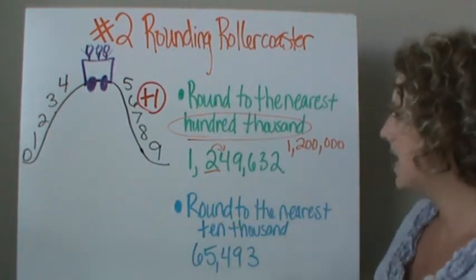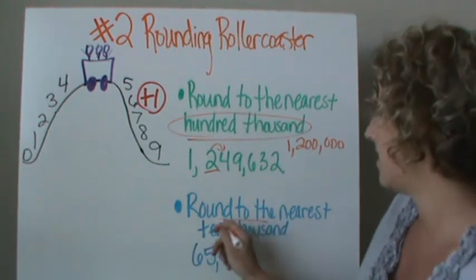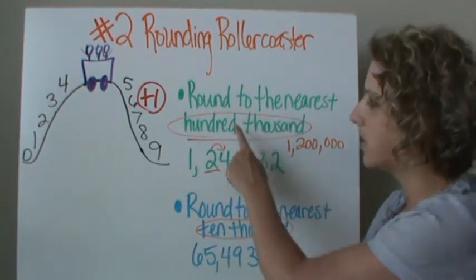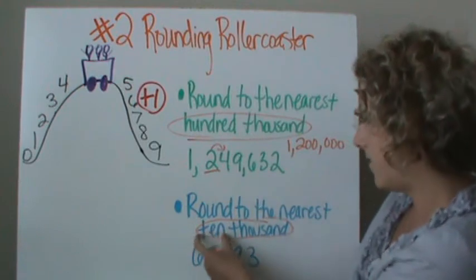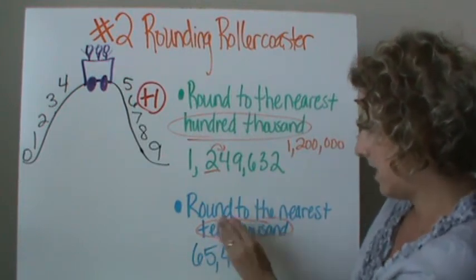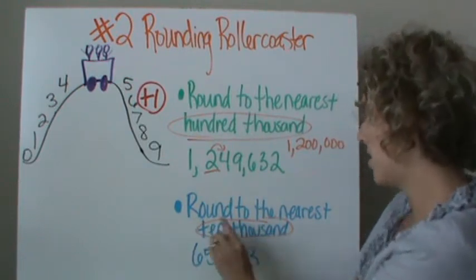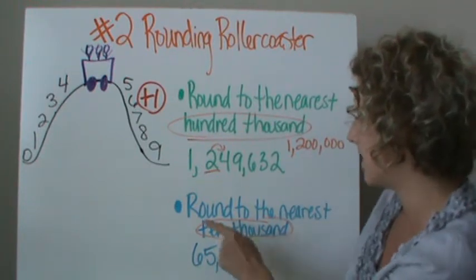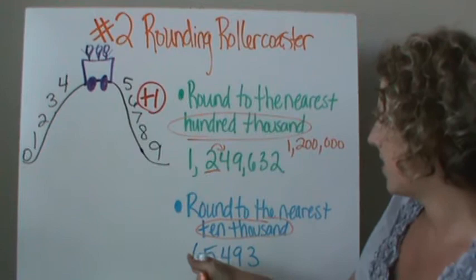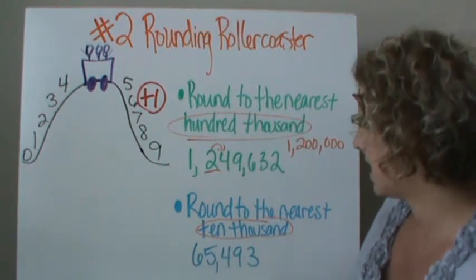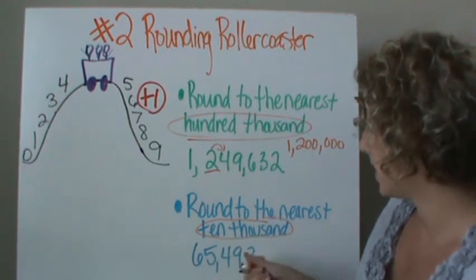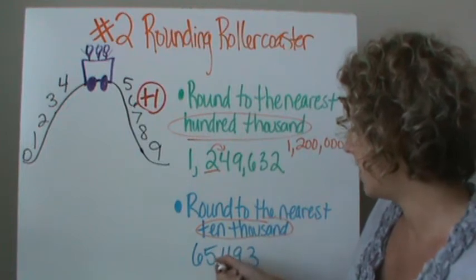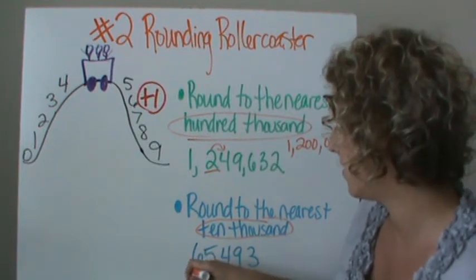Another example, if I want to round to the nearest 10,000, always look for that key word, because if you only saw that it was 1,000, you missed the 10, you would have the wrong answer. So you want to make sure that you always find that key word. So if we have 65,493 and we want to round it, ones, tens, hundreds, thousands, 10,000s.